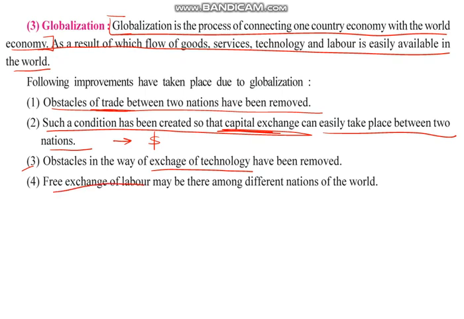Free exchange of labor. See, laborers also are there, you might see a lot of Indian people working in foreign countries. They are working in two ways: physical labor and mental labor. So they are working in many countries, and that is all due to globalization. Many of them are among different nations.